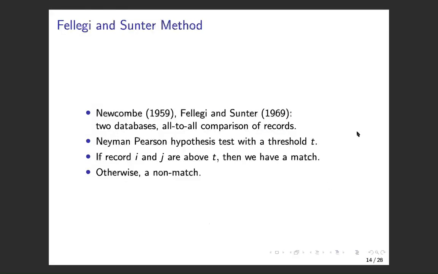Now, if I come back to the Fellegi-Sunter method and elaborate on this, the method deals with only two databases. It assumes that there are no duplications within each database, but there can be duplications across the databases. And it does an all-to-all comparison of records. It does a Neyman-Pearson hypothesis test with some threshold T. And if records I and J are above this threshold, then we declare these two records to be a match, and otherwise we declare them to be a non-match.